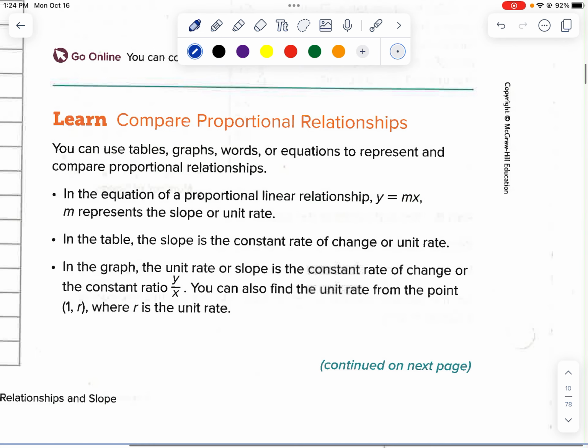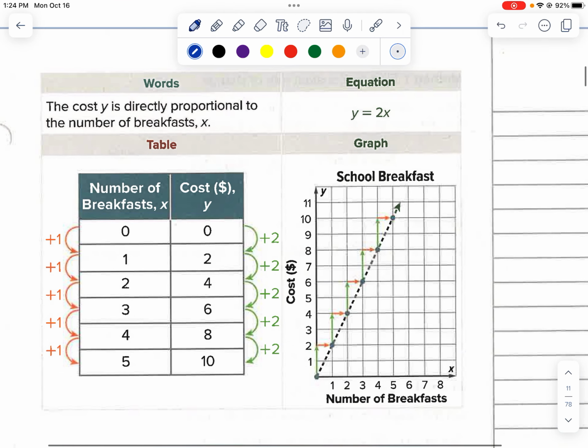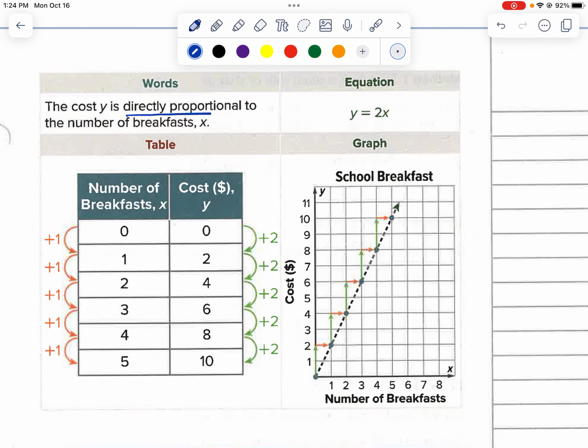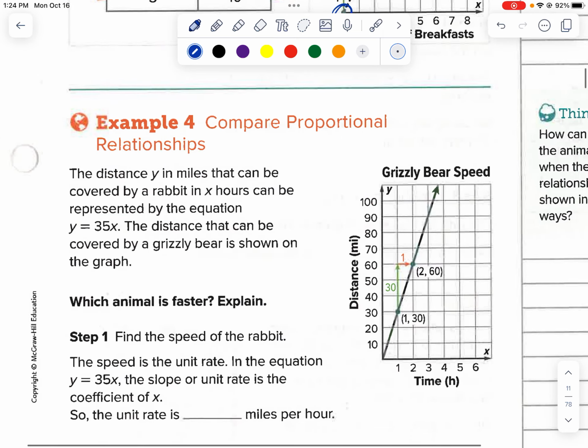Okay. So you can use tables, words, graphs, and equations to represent slope or to represent proportional relationships. Just remember that the slope is in front of the x. So here it tells you directly proportional. It tells you y equals something x. It starts at 0, 0. So here we go.